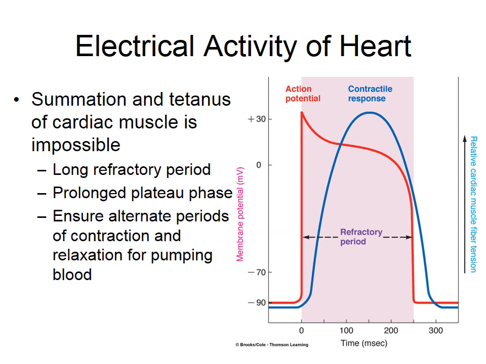So here we have membrane potential, which goes with the red line, and relative cardiac muscle fiber tension, which goes with the blue line. Our cardiac muscles contract and then they relax because there is an extended absolute refractory period. There's a greatly extended absolute refractory period during the plateau phase, which prevents summation and tetanus.